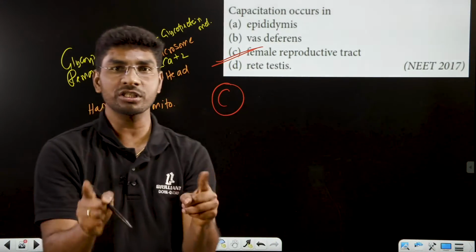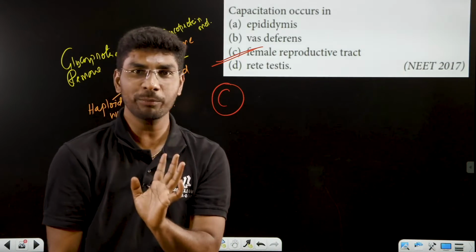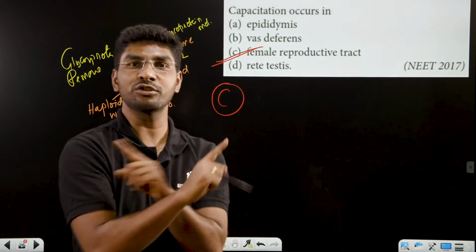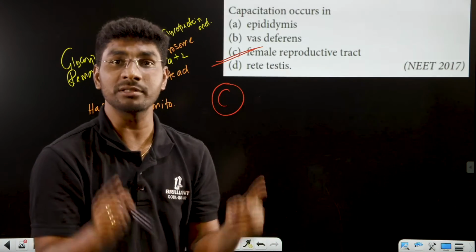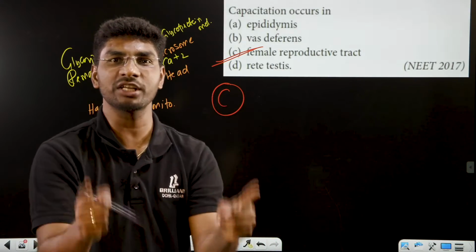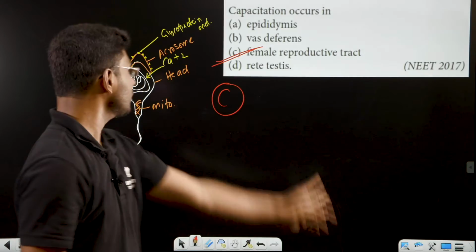Keep in mind, capacitation belongs to sperm. You got my point? This does not take place in testes. This does not take place in vas deferens and epididymis. This process takes place in the female genital tract. So the answer is option C.